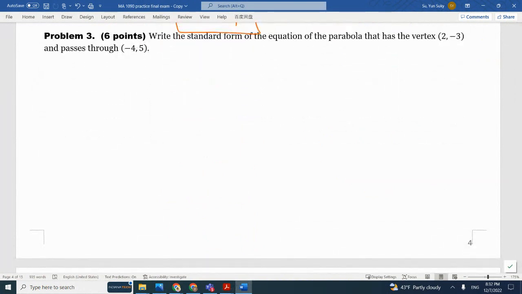Problem 3. Write the standard form of the equation of the parabola that has the vertex 2, -3 and passes through -4 and 5. Okay.